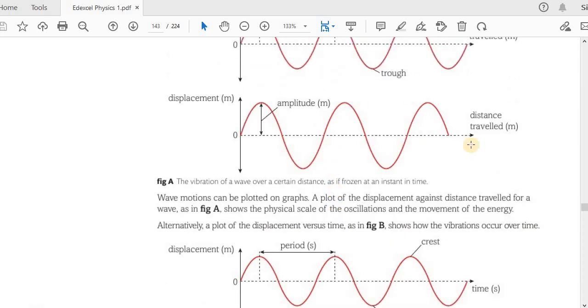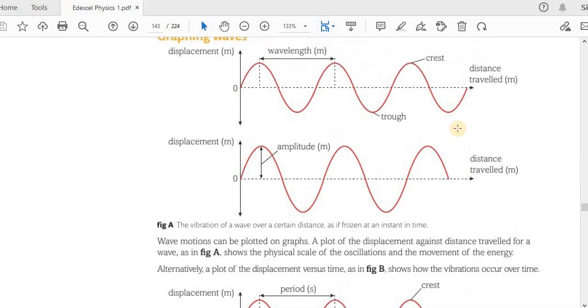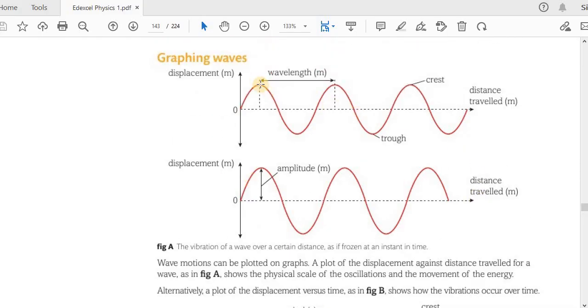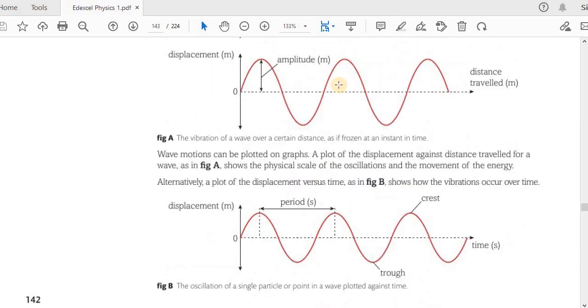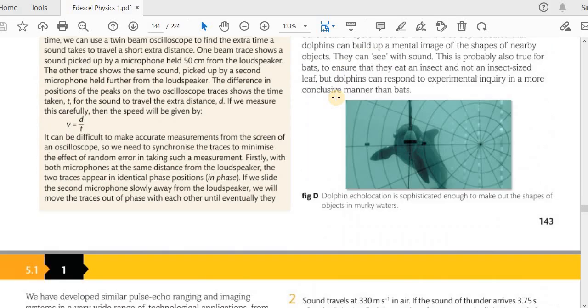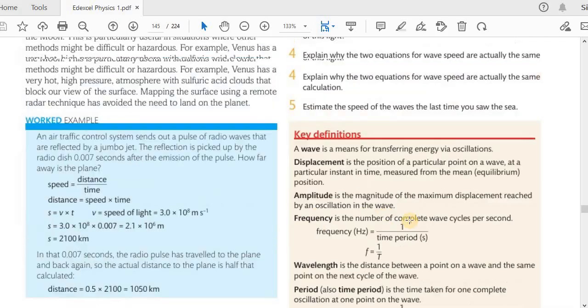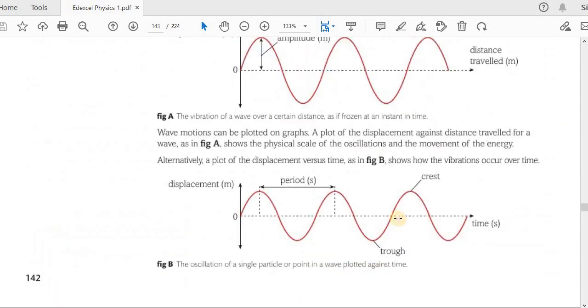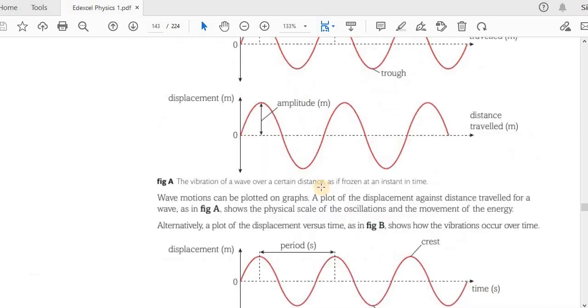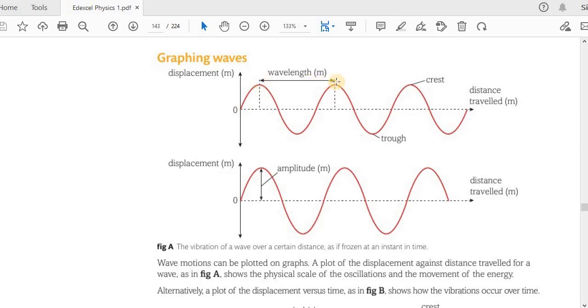So remember, if it's a displacement versus distance graph, from one point on the wave to the next point on the next cycle, we can phrase it the way that it is mentioned here. Wavelength is the distance between a point on a wave and the same point on the next cycle of the wave. So if we start here, then the next one is here. Okay, so this is the time axis, then therefore this will be the period. If this was the distance axis, then from there to there it will be the wavelength.